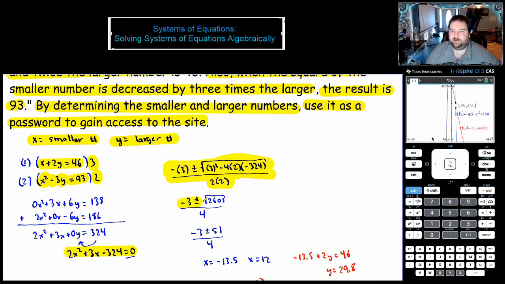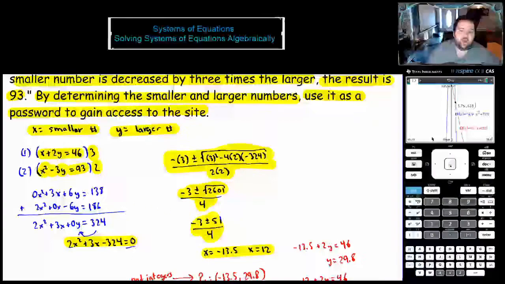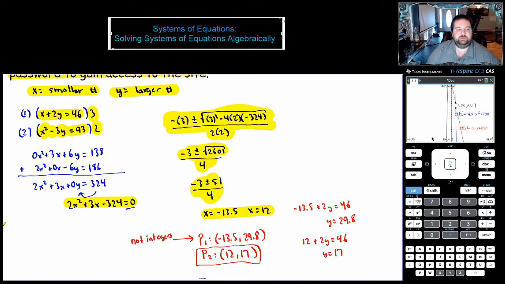I just did that, right? So you simplify some more, and you get x equals negative 13.5 and x equals 12. Now, I made a mistake here, but I'm going to show you my mistake. So then what I did is I plugged in my x values into my simple equation, which was the line x plus 2y equals 46. And for the first one, I found y equals 29.8. So there you go, point 1, negative 13.5 and 29.8.